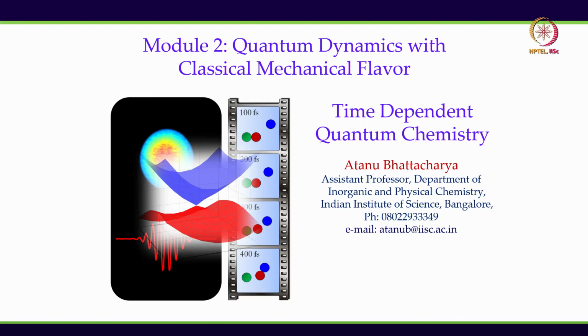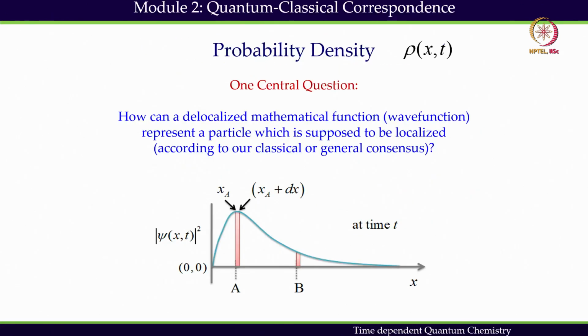So, the problem of trying to find the classical mechanical flavor in quantum dynamics is that in quantum mechanics the particle will be represented by the wave function, and the first question which is important in quantum dynamics is written here. How can a delocalized mathematical function? When I think about a classical particle moving, I always draw some kind of ball and show an arrow to represent the movement of the particle. But in quantum mechanics, this picture is not valid anymore. There is no particle concept in quantum mechanics, at least in the standard interpretation. It has to be presented in terms of the wave function, and the wave function is always delocalized in nature.